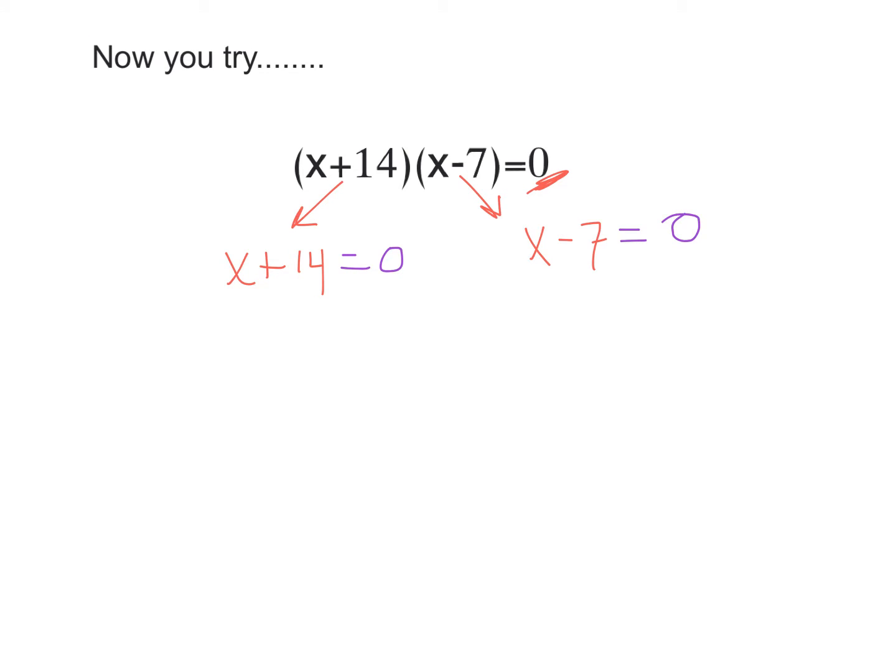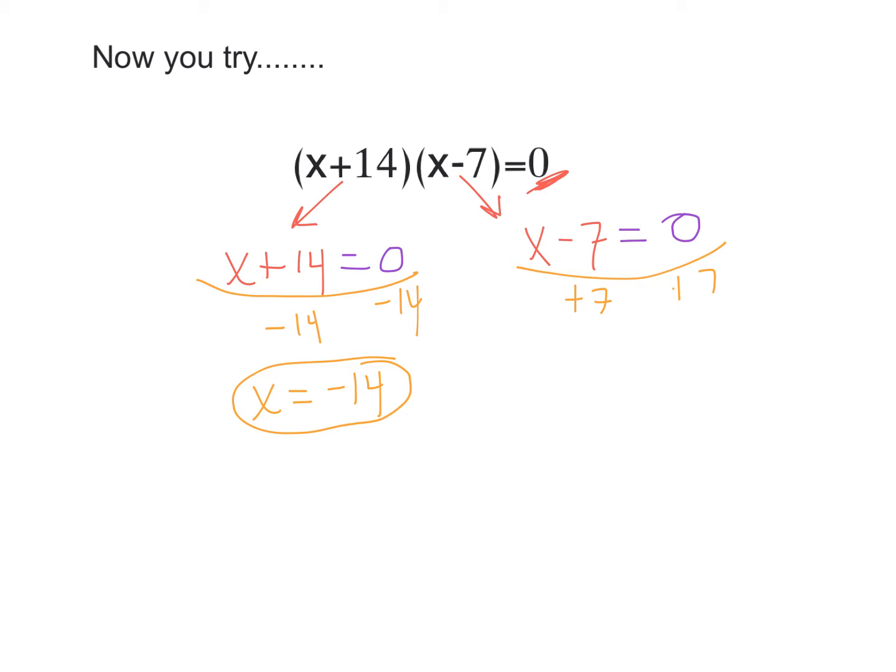And then we're going to solve what we got. So if x plus 14 equals 0, we're going to minus the 14. Therefore, x equals negative 14. All right, coming over here, if x minus 7 is equal to 0, I add the 7s. Therefore, x equals positive 7. And again, here are the solutions, or as math people call these things, the roots. And then we move on.